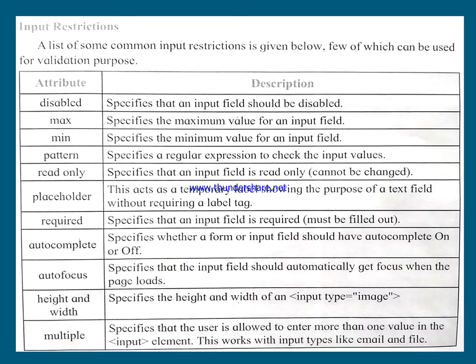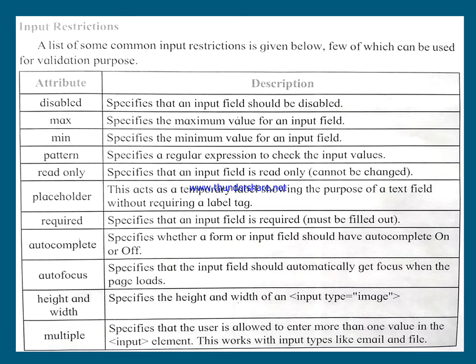Then required. This attribute we discussed earlier. Required means you should enter at least one character in the given field or given element. So it specifies that an input field is required. That means a value should be filled out, so you can't keep it empty. Next is autocomplete. It specifies whether a form or input field should have autocomplete on or off. Autocomplete means that values will be completed automatically when the user enters incomplete values.